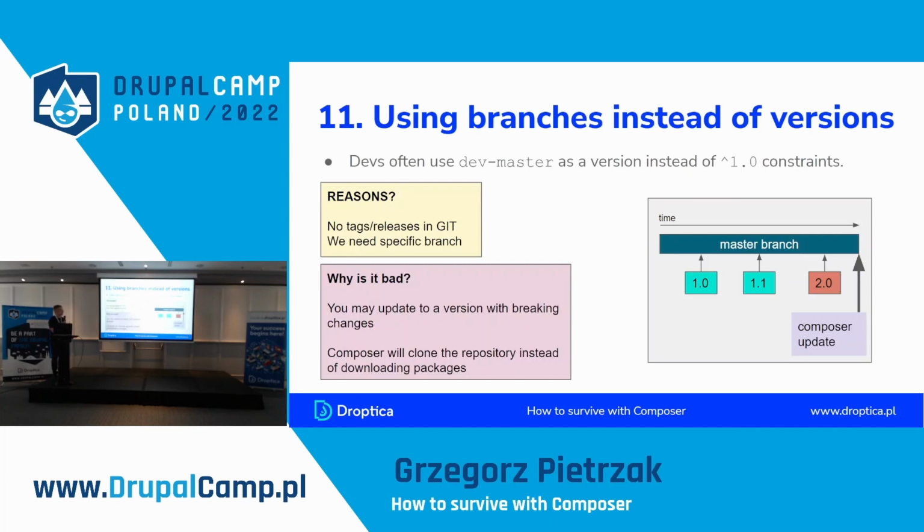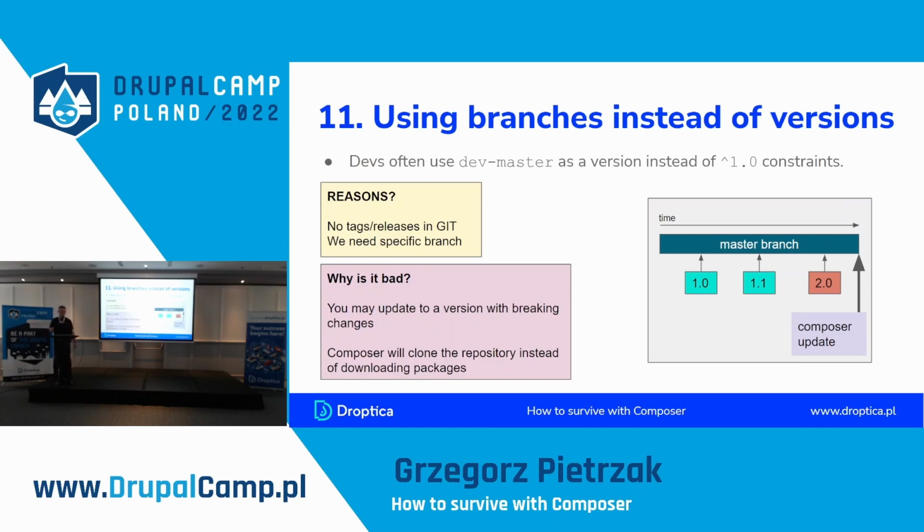And point 11 is also about versions. This is a niche one, but I think it's very important, because we tend to use branches instead of versions. So, for example, we use dev-master or dev-develop or something like this. Sometimes it's caused by the fact that there are no releases in Git, so we have no option other than to use a branch in our composer. Sometimes we need a specific branch, for example, when we have merge requests in Drupal.org and we want this version and not the other one.